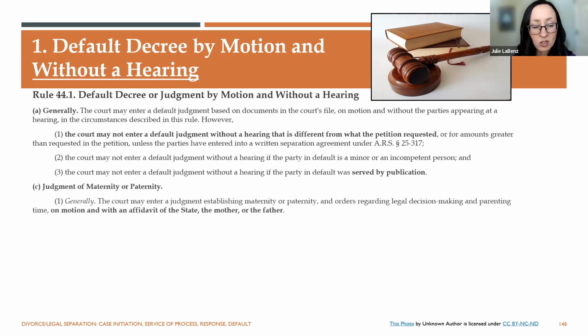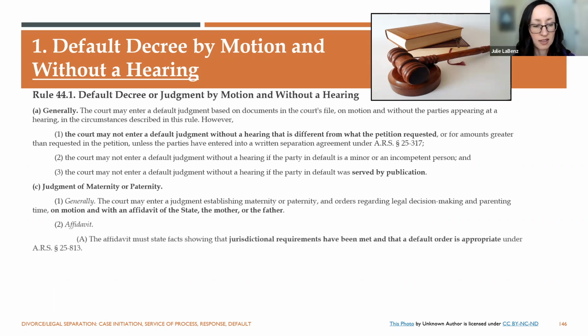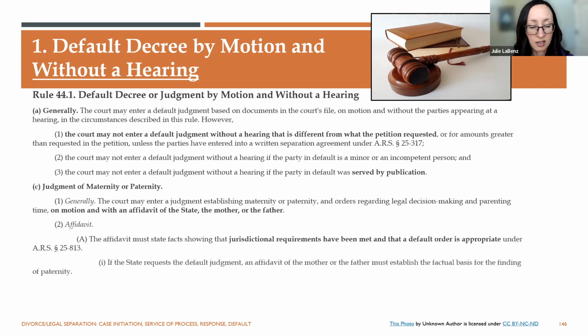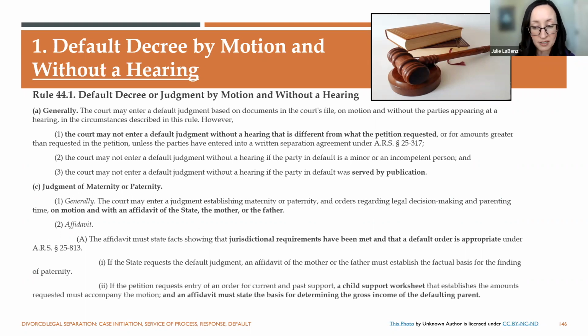The court may enter a judgment establishing maternity or paternity and orders regarding legal decision-making and parenting time on motion and with an affidavit of the state, the mother, or the father. The affidavit must state facts showing the jurisdictional requirements have been met and that a default order is appropriate for maternity or paternity. And then if the state requests the default judgment, an affidavit of the mother or the father must establish the factual basis for the finding of paternity.